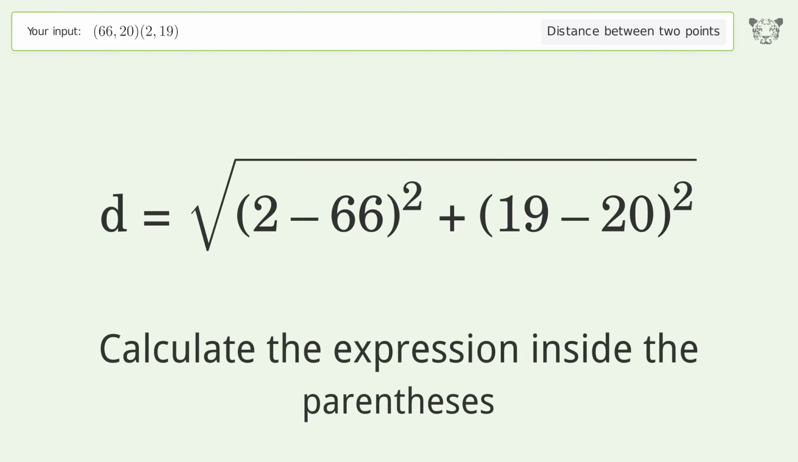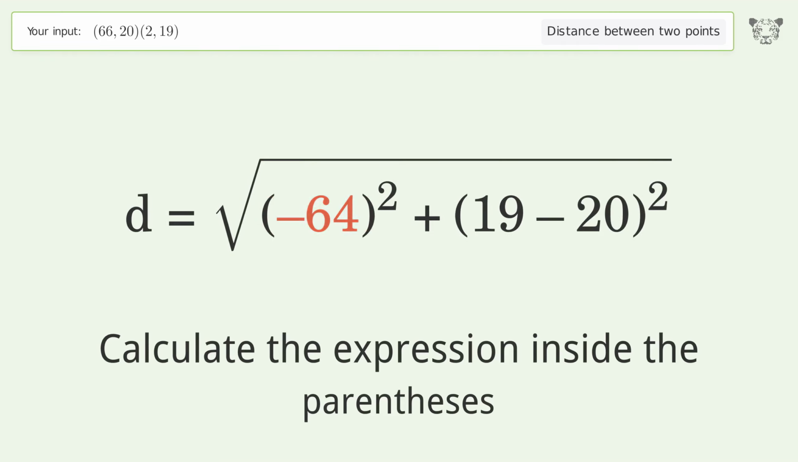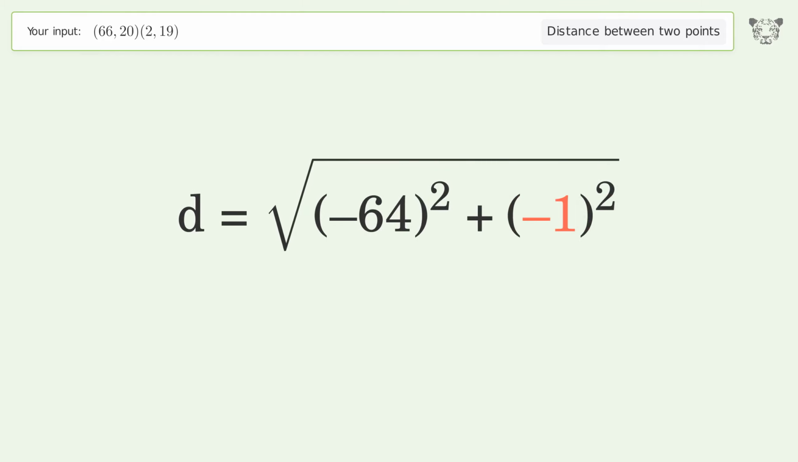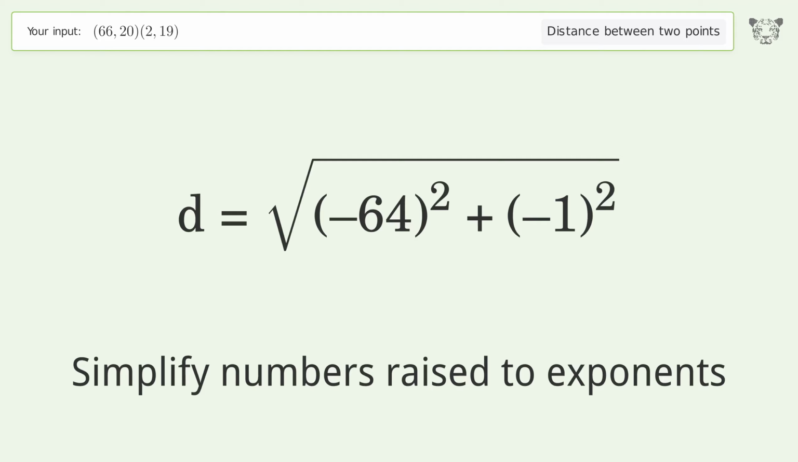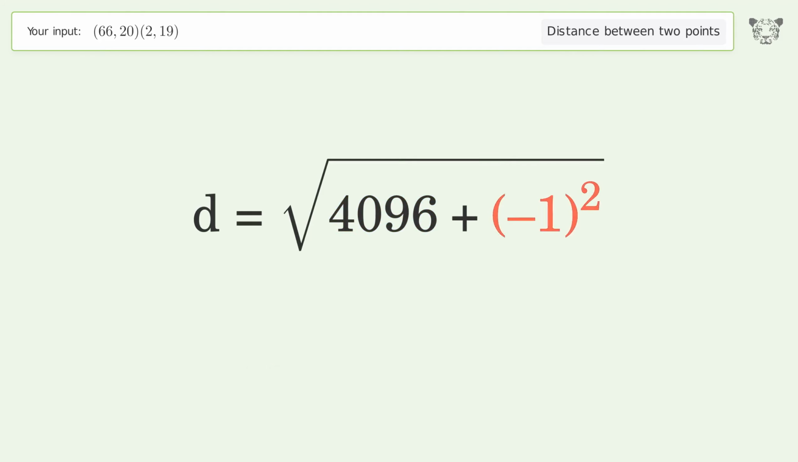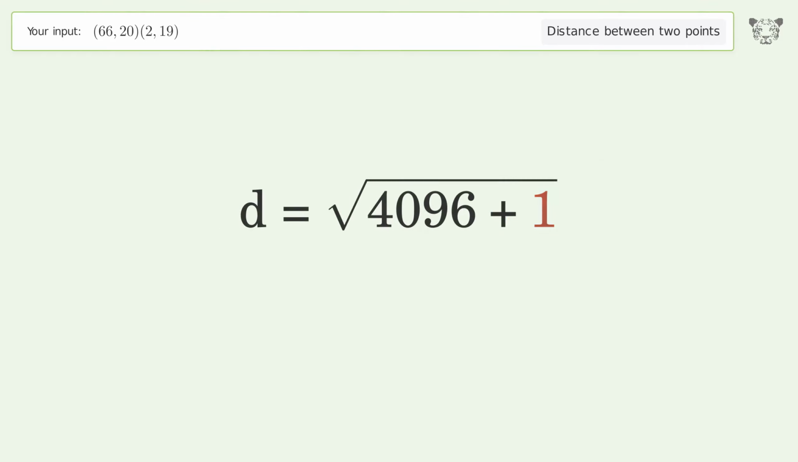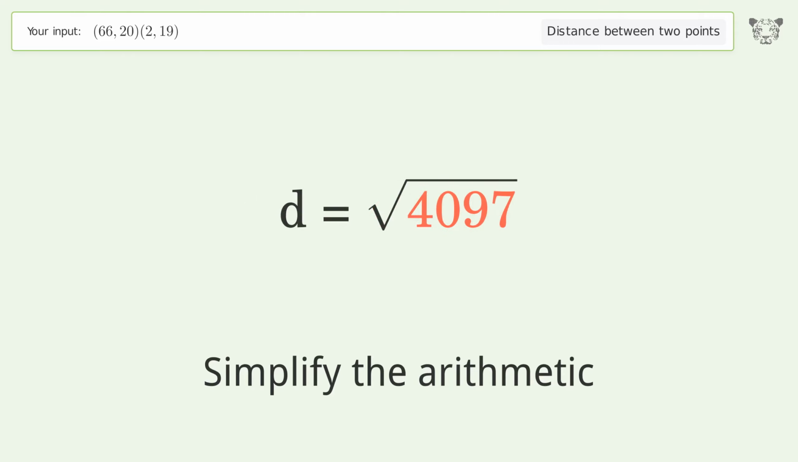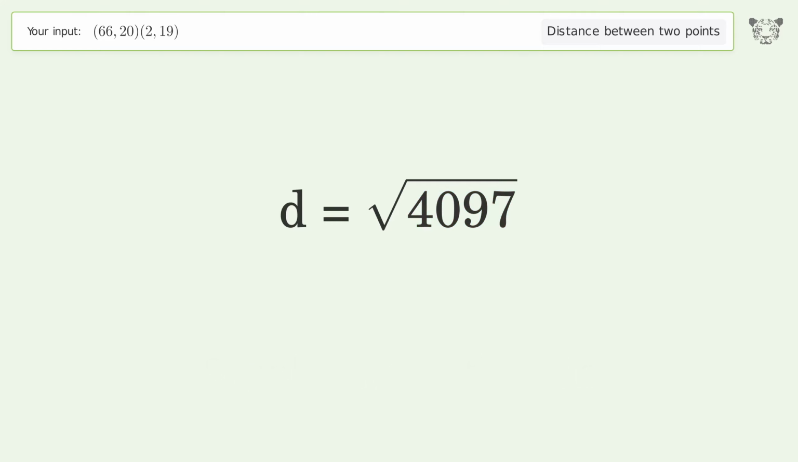Calculate the expression inside the parentheses. Simplify numbers raised to exponents. Simplify the arithmetic. And so the distance between the 2 points is the square root of 4097, or 64.008.